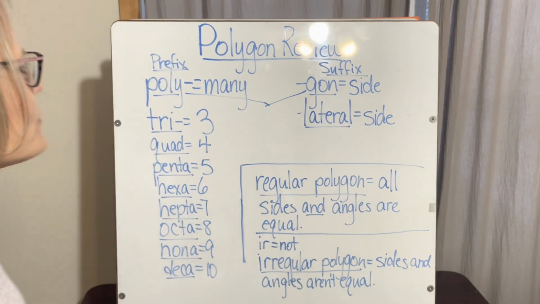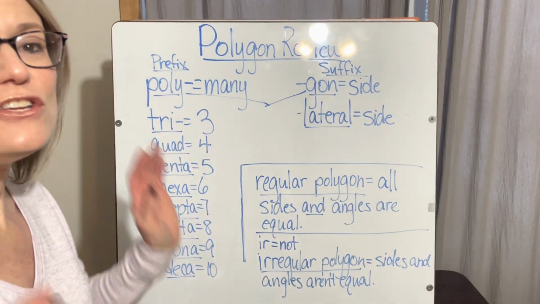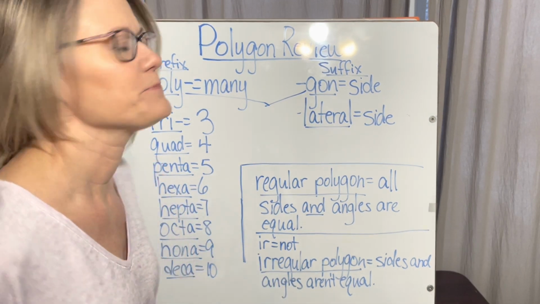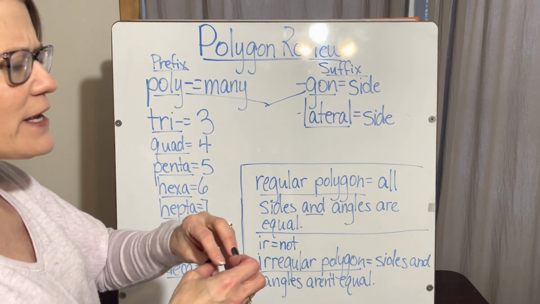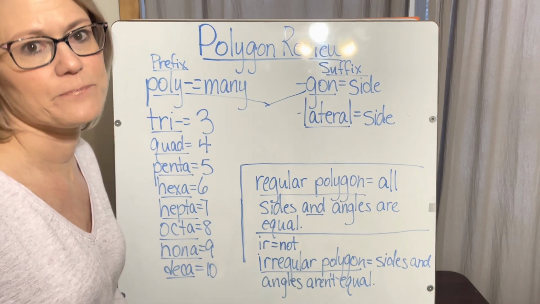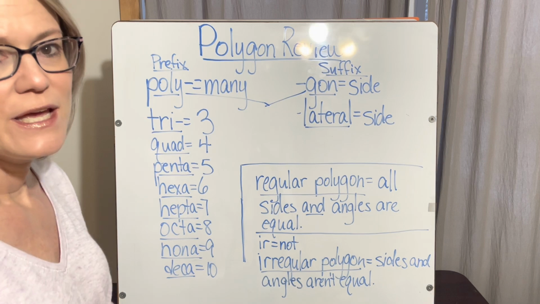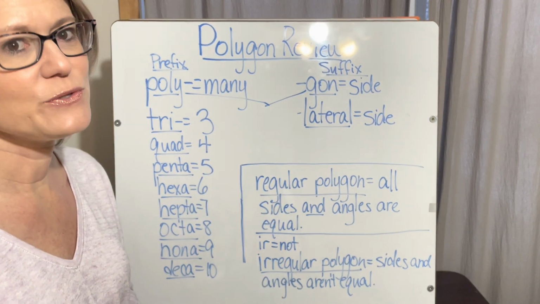All right, so we're going to start off by reviewing polygons, and then we're going to use that to create something. I hope you're ready. First of all, we have to go back into breaking these words apart to really understand what they mean. So we're going to do some prefix and suffix review. Now I know you went over these with Mrs. Wiggins, but that's all right, we can do it again.